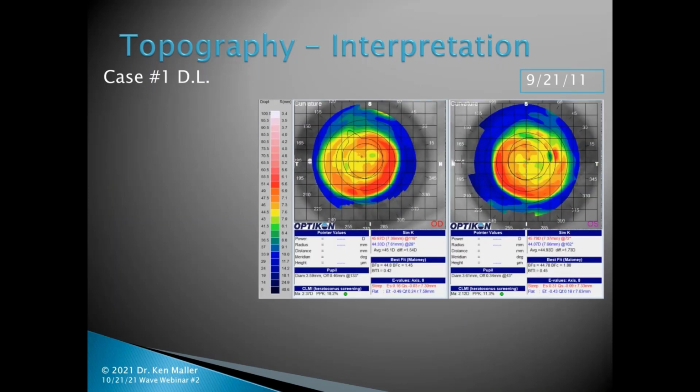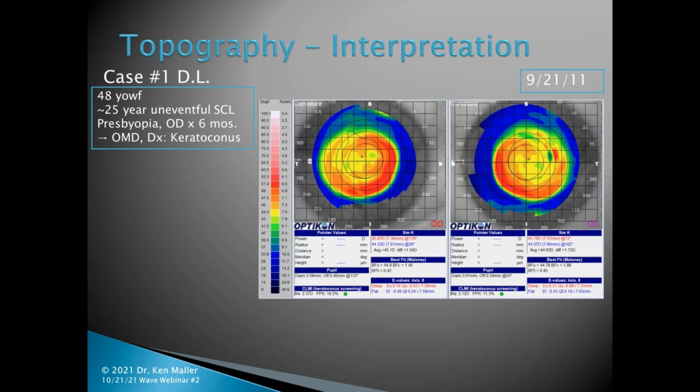And this is a really interesting case. It presented to me 10 years ago. This was a 48-year-old white female, 25 years of uneventful soft contact lens wearing, basically unhappy now because she's a presbyope.